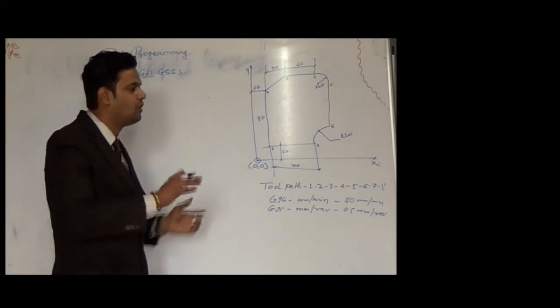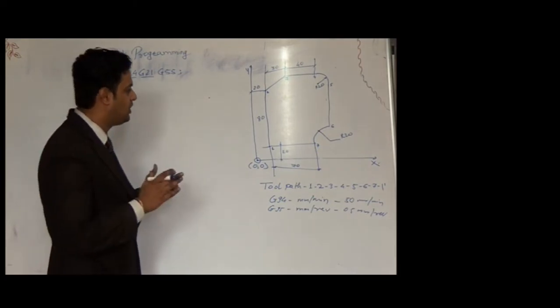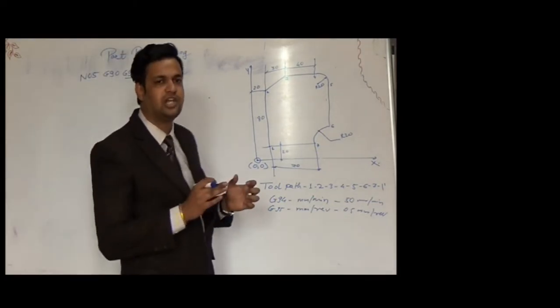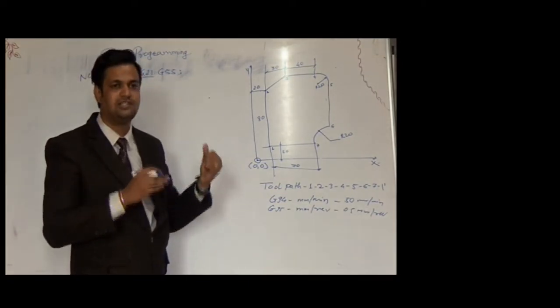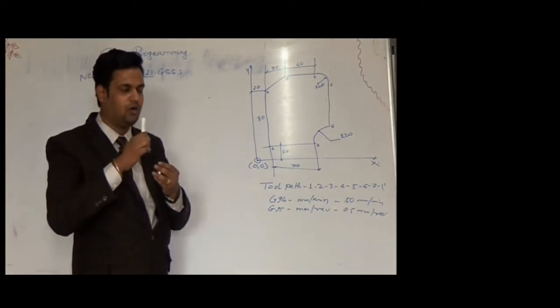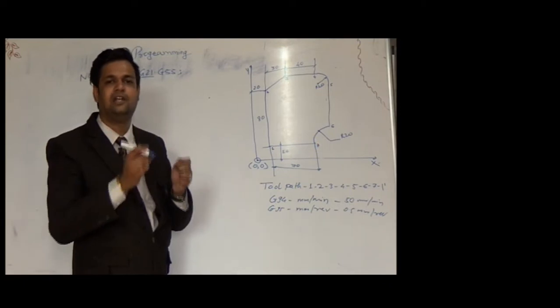What is workpiece 0? What is machine 0? Workpiece 0 is the X, Y and Z position where all the coordinates are 0, and machine 0 is the machine origin position from where the machine takes its reference.